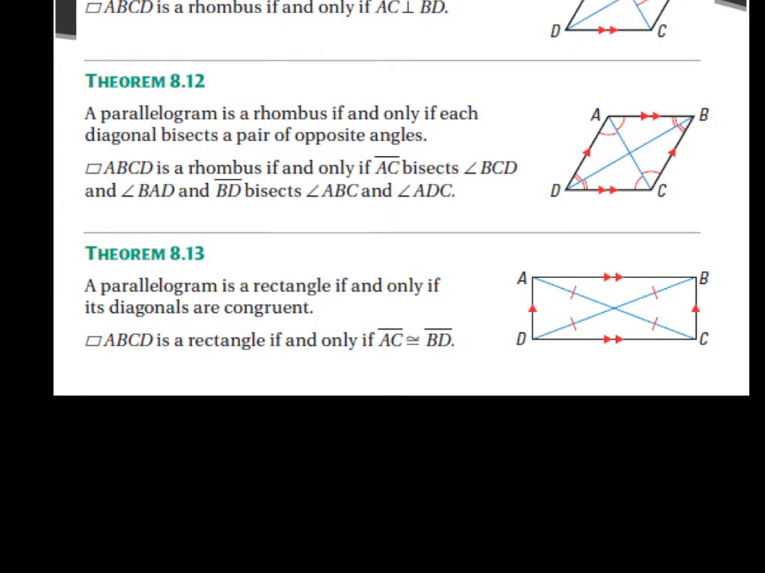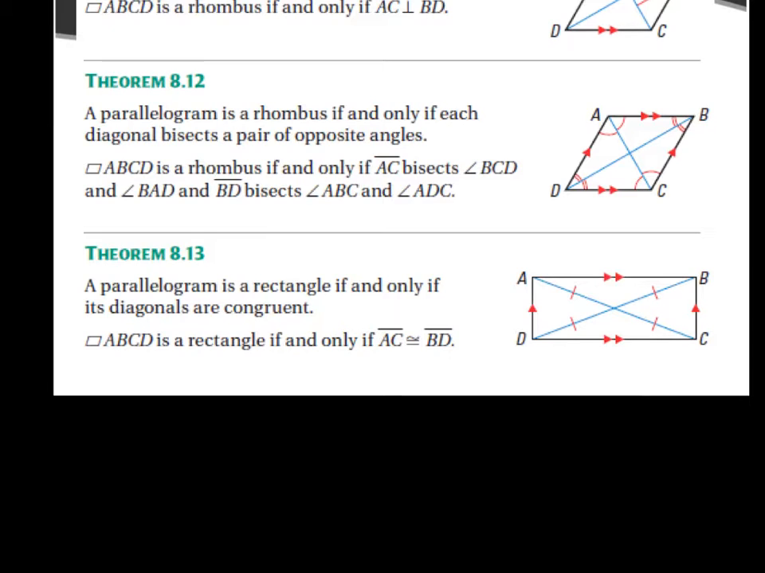So in this diagram, if it's a rhombus, then angle DAC is going to equal CAB, and ACD is going to equal ACB, and ADB is going to equal BDC, and the last one, ABD, is going to equal CBD, and vice versa. If all of those are true, then I know it's a rhombus.